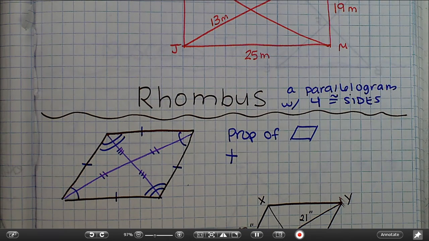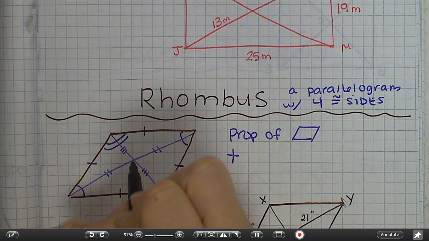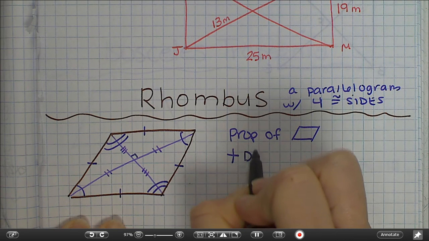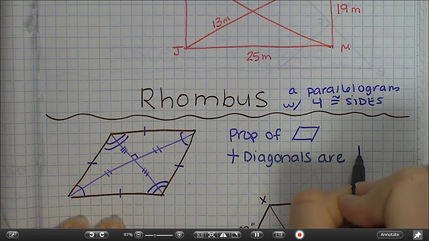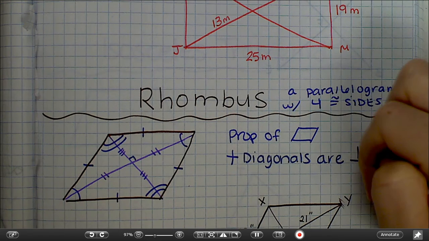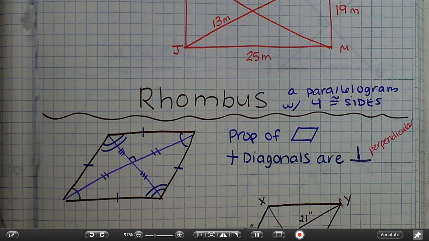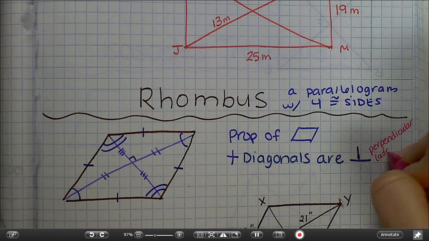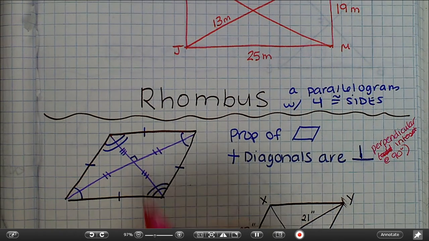But in a rhombus, they do 2 other things. In a rhombus, diagonals are perpendicular. Remember, that symbol means perpendicular. And remember what perpendicular means? They intersect at 90. All right, so in a rhombus, diagonals are perpendicular.